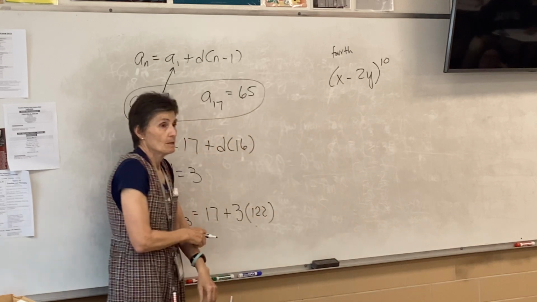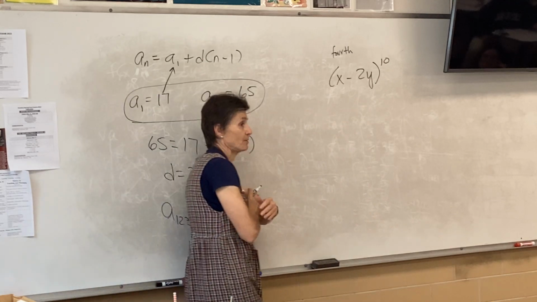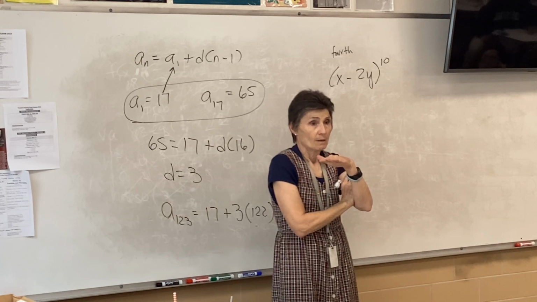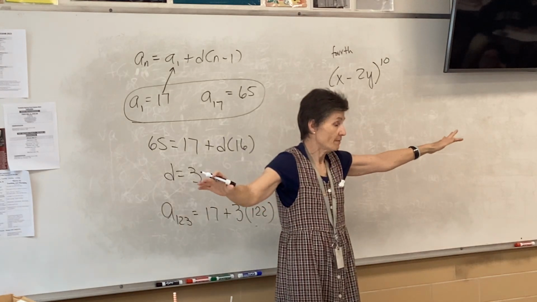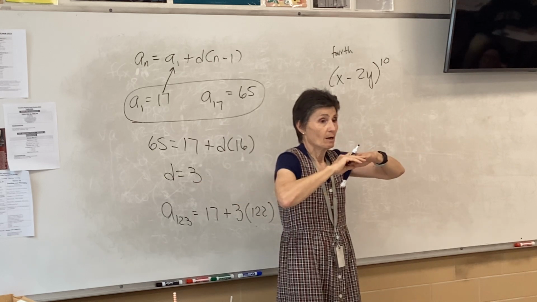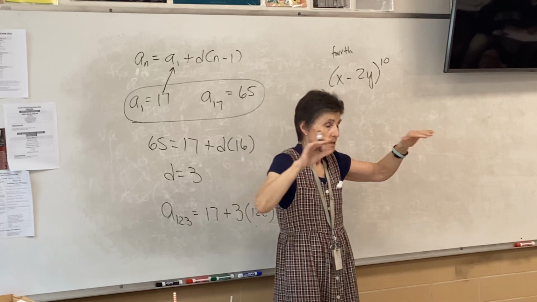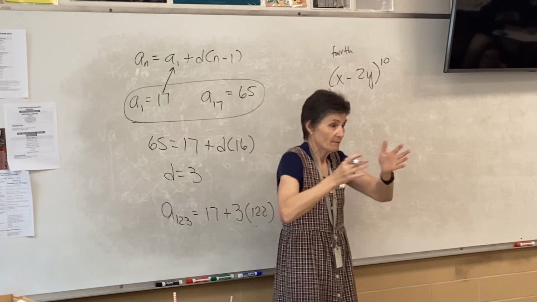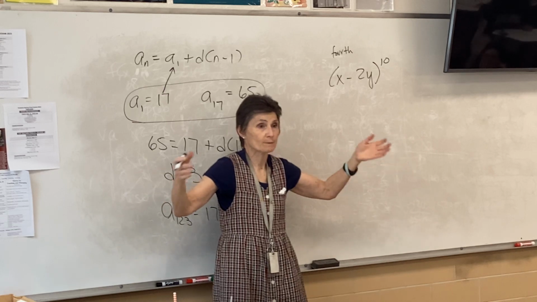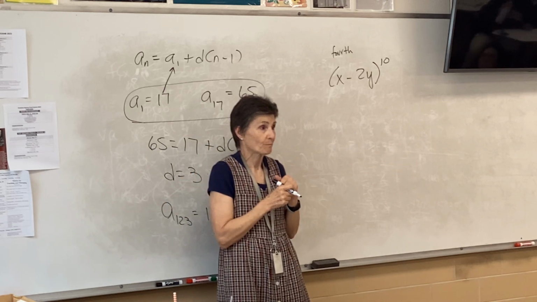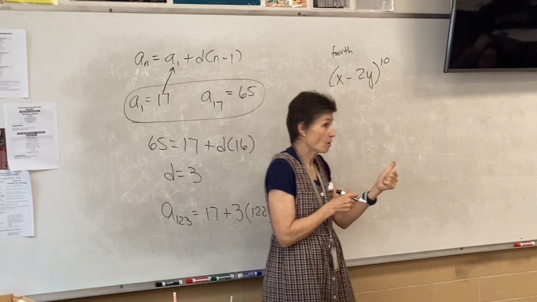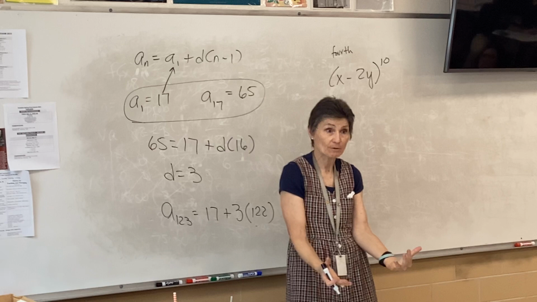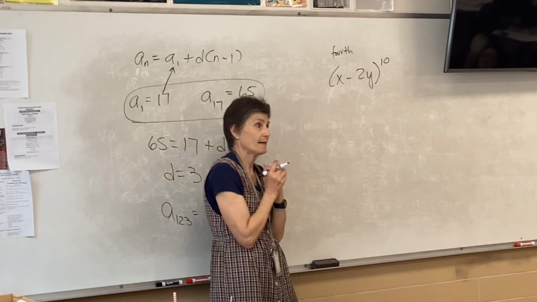Okay? So, in an expansion to the 10th power, there's 11 terms in that expansion. All of them have a coefficient. Where do the coefficients come from? If I were to write out all 11 of those terms, where do the coefficients come from? Either Pascal's triangle, which you would have to build down to the 10th row, or where else can I get them?